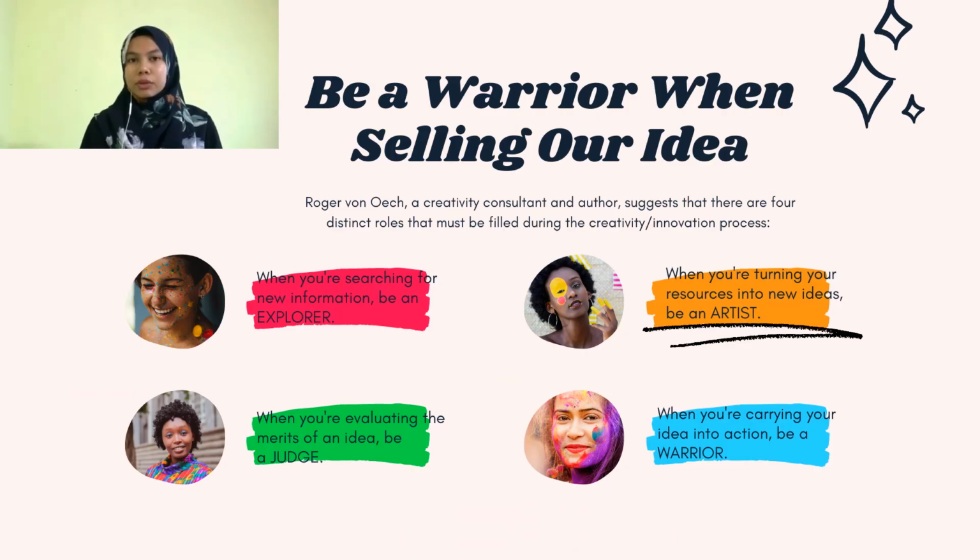Secondly, for better results in the implementation, be a warrior when selling our idea. Roger von Oech, noted creativity consultant and author, suggests that there are 4 distinct roles that must be filled during the creativity or innovation process: explorer, artist, judge, and warrior. So when you are searching for new information, be an explorer. When you are turning your resources into new ideas, be an artist. When you are evaluating the merits of an idea, be a judge. When you're carrying your idea into action, be a warrior. Hence, we must balance all the characters to implement the idea.